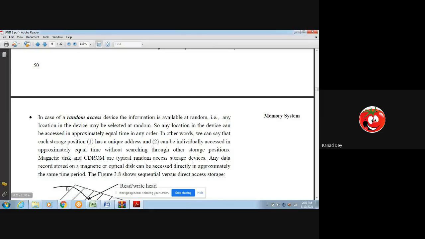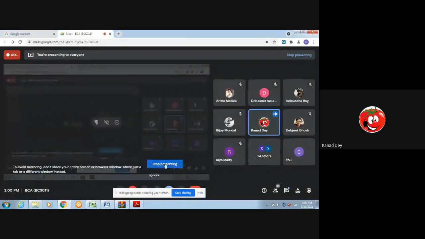Hello, ma'am. Ma'am, primary memory is RAM and ROM, secondary memory is hard disk. So can I say read only memory ROM is in the hard disk?